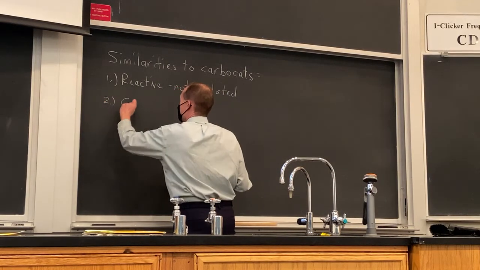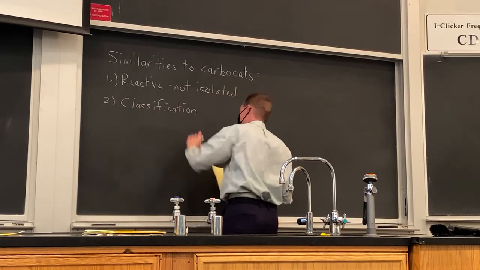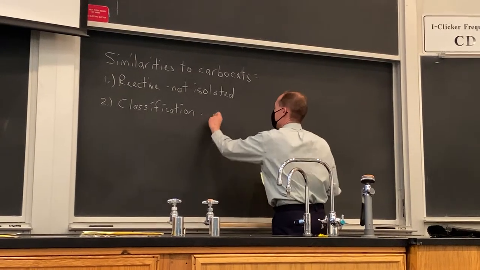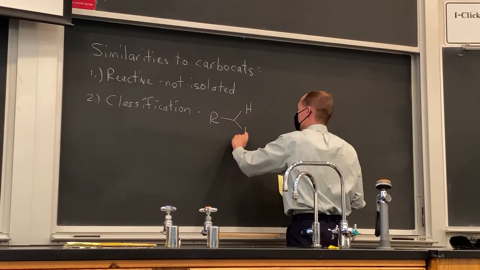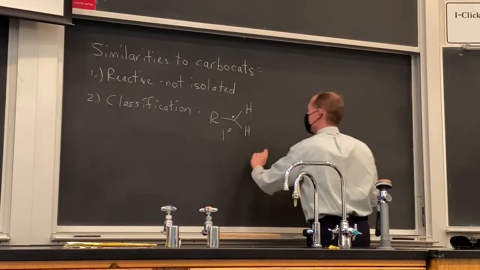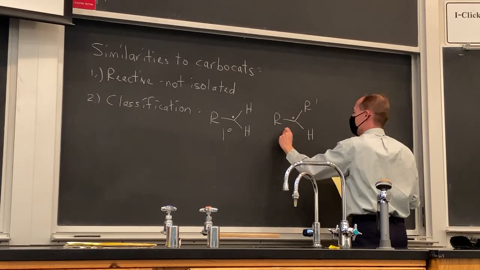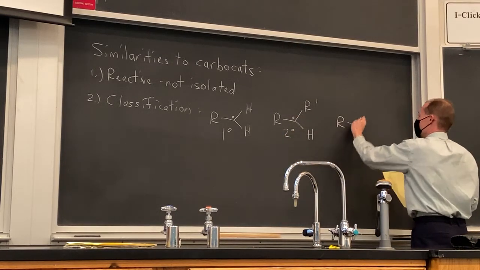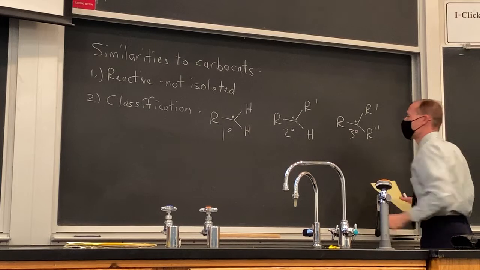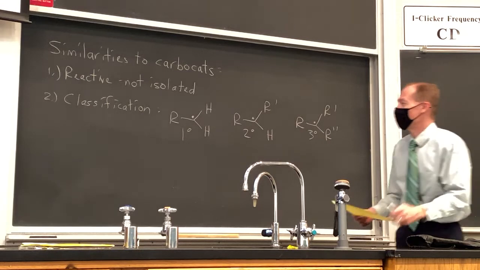Second point, the way we classify radicals and carbocations is the same. It's based on the number of alkyl groups that are attached. So this is a primary radical. This is a secondary radical. And this is a tertiary radical. So that's the same classification system that we had for carbocations.